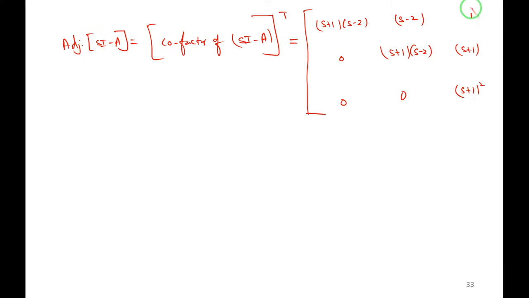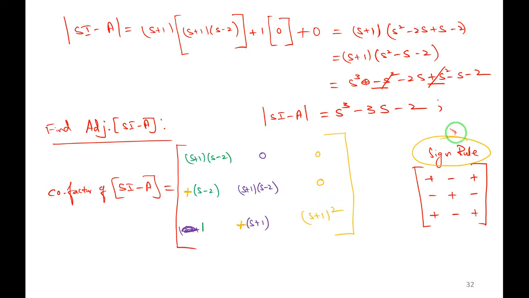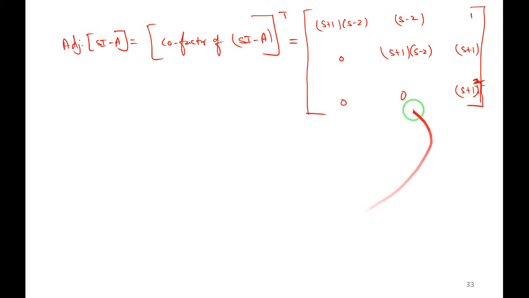I hope it is correct. I have not made any mistake, right? Okay, (S plus 1) whole square. Right? Okay, fine. 1, S plus 1, S plus 1, right, fine. This is the adjoint. Next, what do we want? (sI minus A) whole inverse, right?